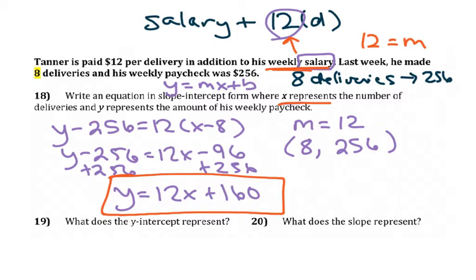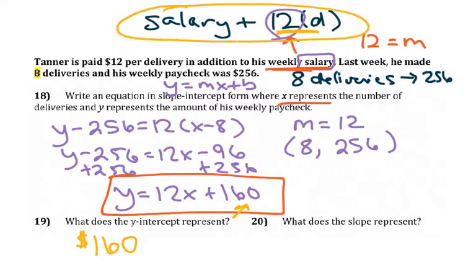Now the question for number 19 says, what does the y-intercept represent? The y-intercept in my equation is the 160. So what does 160 represent in this problem? This is a story problem, so we have to put our answer in context. It represents $160, but what is that? Is that how much he gets per delivery? What was it that we were looking for there? Look back at what I wrote first: 12 times the deliveries plus the salary. The 160 is his weekly salary. And that's what it represents.